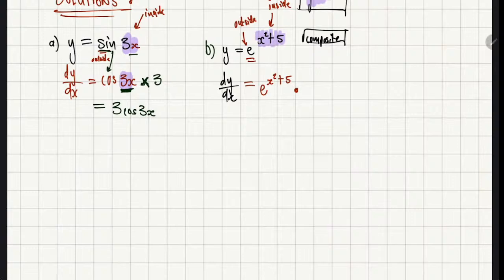What's the derivative of the inside? Derivative of x squared, 2x. Plus derivative of 5, nothing. So we then just multiply by 2x, which makes it our dy dx. It should be 2x times e to the x squared plus 5. This becomes your final solution, and you would have done it correctly.